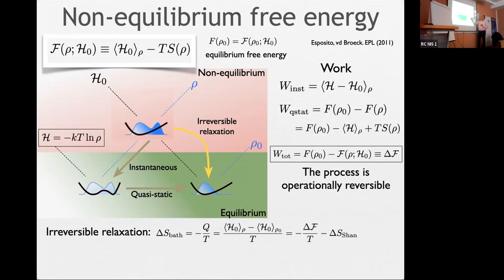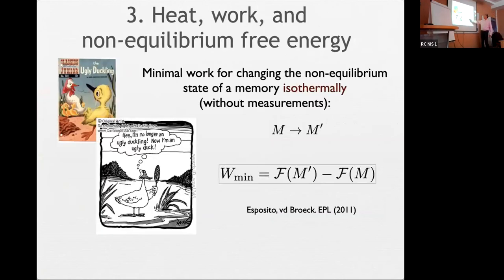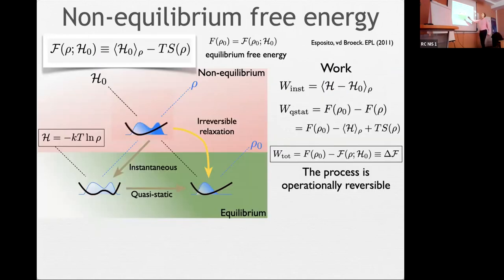And this is the process that achieves, remember this important inequality? This is minimal, so the work is always bigger than this. The minimal work is achieved when I have this protocol. This protocol is not always possible, but if it is possible, I can extract the maximum amount of energy. And I connect a non-equilibrium state with an equilibrium state.